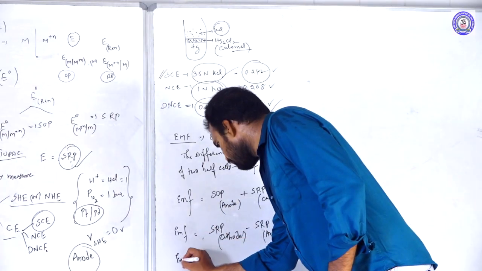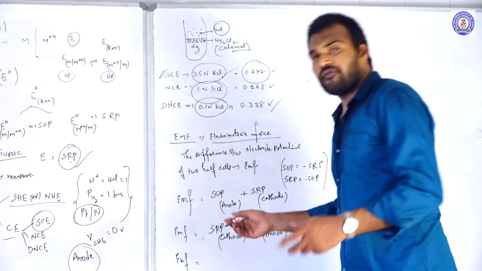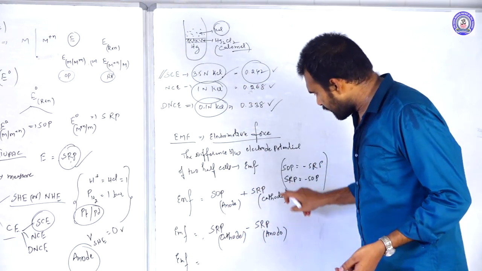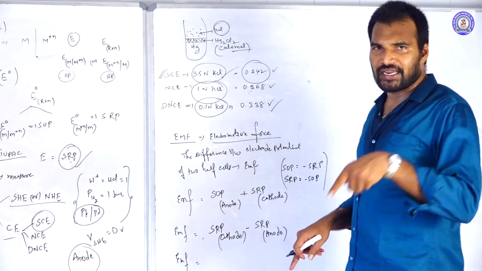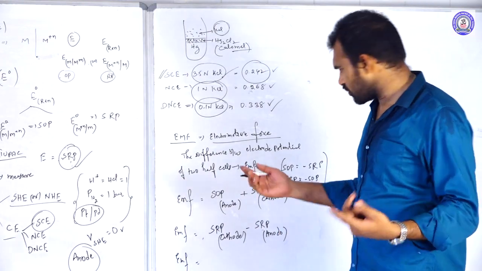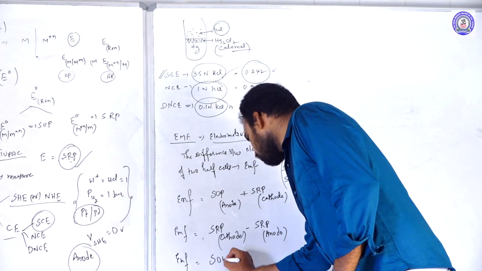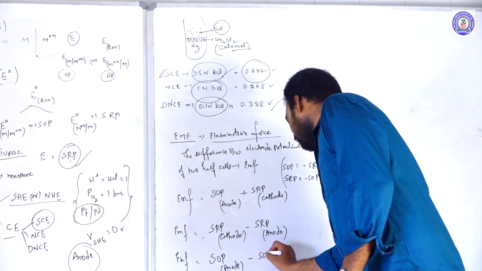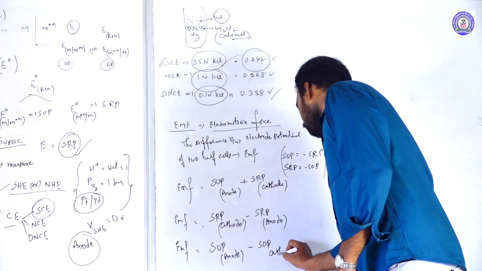And the third one, if SOP values are given: SOP of anode we already use. Now in place of SRP of cathode, we can write minus SOP of cathode. So one more formula is SOP of anode minus SOP of cathode.